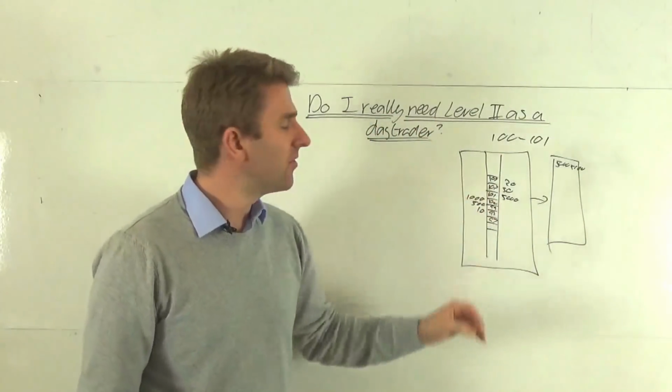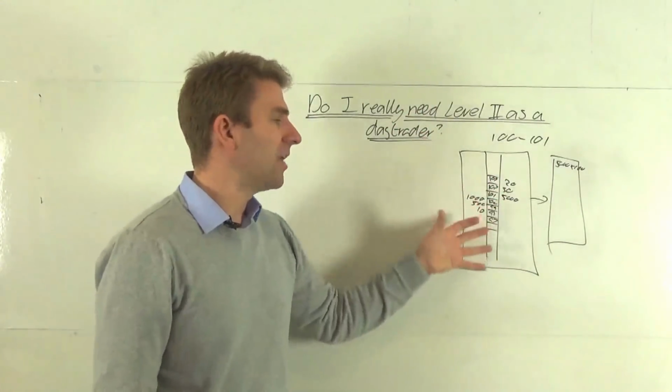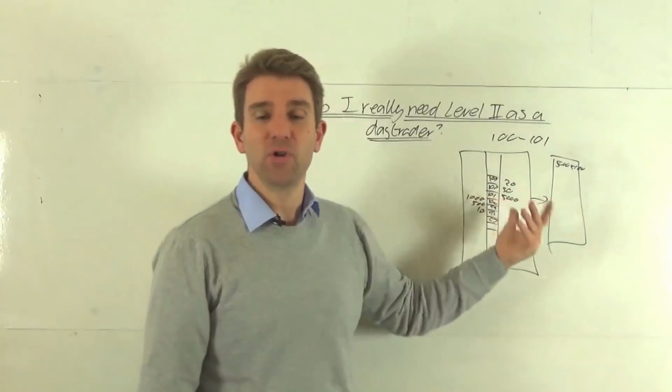Are you looking for different things? Like we're looking for iceberg orders. We're looking for spoof orders. We're looking for algos. We can spot these on the order book and we can trade off those.